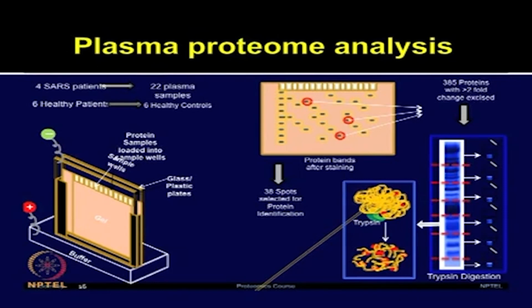So, in the slide you can see the steps involved in the traditional 2-dimensional electrophoresis followed by mass spectrometry. Both the controls and the treatments, the healthy individuals as well as patients suffering from SARS, the plasma was separated and then proteins were resolved on the 2D gels. Differentially expressed proteins were further subjected to in-gel tryptic digestion followed by mass spectrometry.